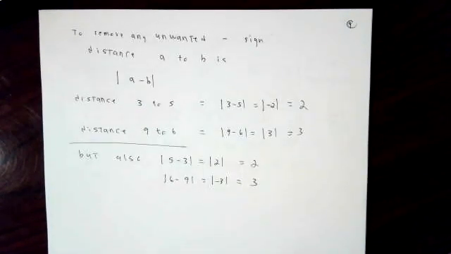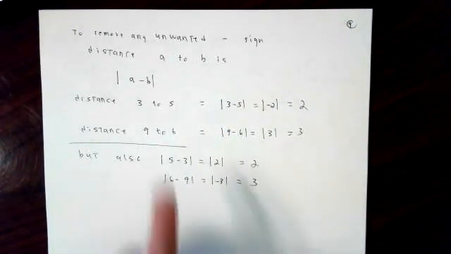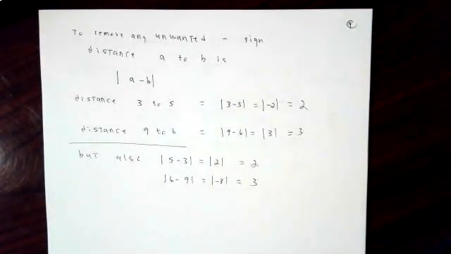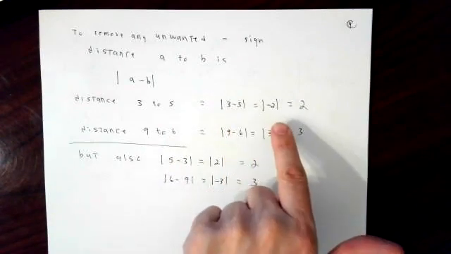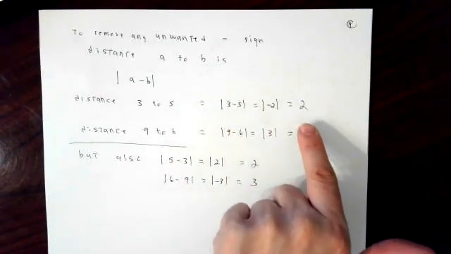To remove any conceivable unwanted minus sign on this, we're just going to say that the distance from A to B on the number line is the absolute value of A minus B. In this way, we will get rid of any negative signs that we don't want, and we don't have to worry about which one is bigger. So the distance from 3 to 5, if I just calculated 3 minus 5, that would be wrong. That would give me a negative answer. But if I calculate the absolute value of 3 minus 5, that's absolute value of negative 2, which is just 2.